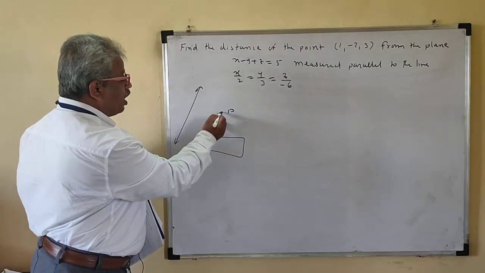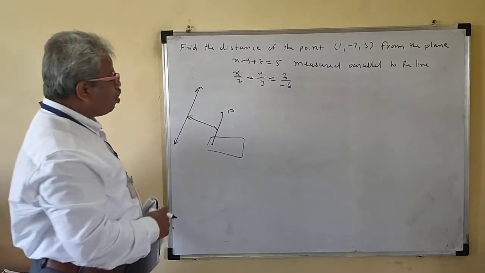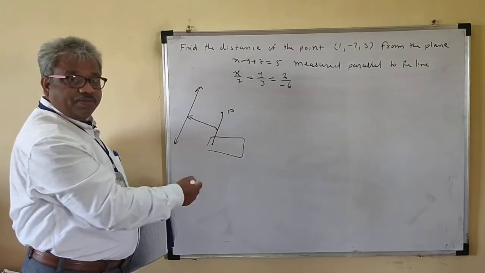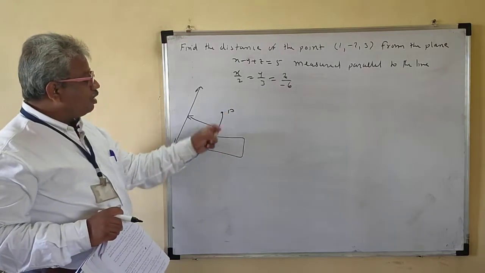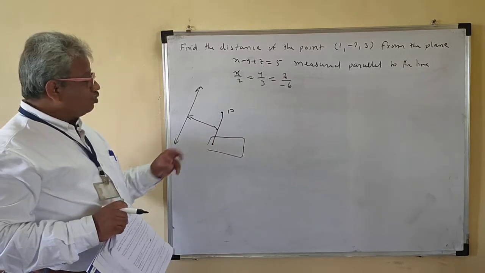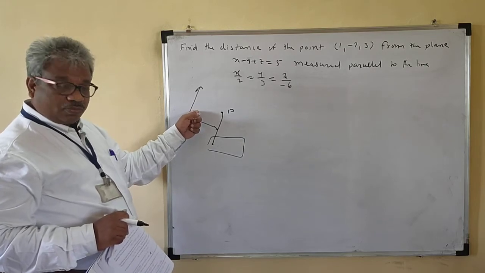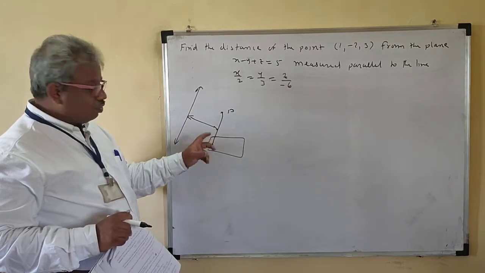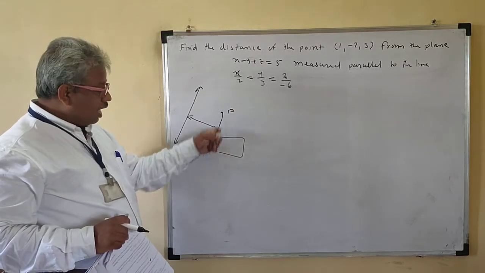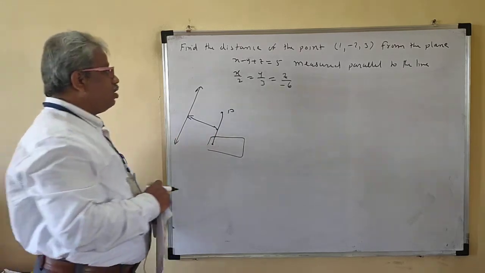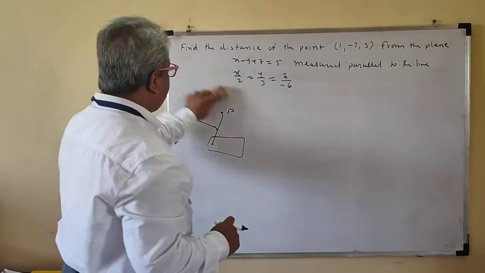So what you have to find is the equation of the line through P parallel to this line, and then find the point of intersection of this line and the plane. You get this point, and then you can find the distance between these two points. So first we will find the equation of the line passing through that point.